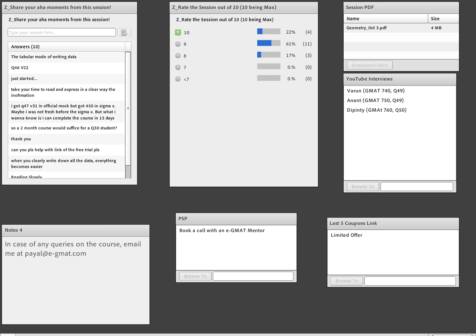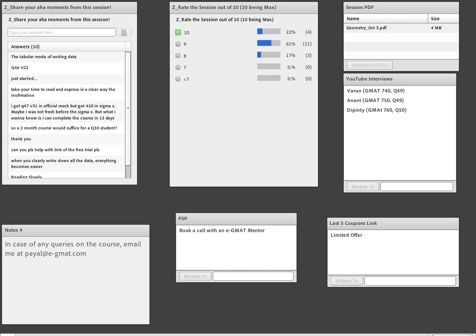Okay, Q47 V31 in the official mock but got 450 in Sigma X. Maybe I wasn't fresh before Sigma X, but I want to know, can I complete the course in 13 days? That's a little hard, I would say. V31 means that you are, again, what were your subsectional abilities? Even if I consider V31 from your official mock, and even if I disregard 450, which is a little hard for me to, I'll have to take a look at your Sigma X mock to see whether it was not a valid attempt, to make that determination. But I cannot just ignore it just because you're saying that you were not fresh. You need to look at the data appropriately.